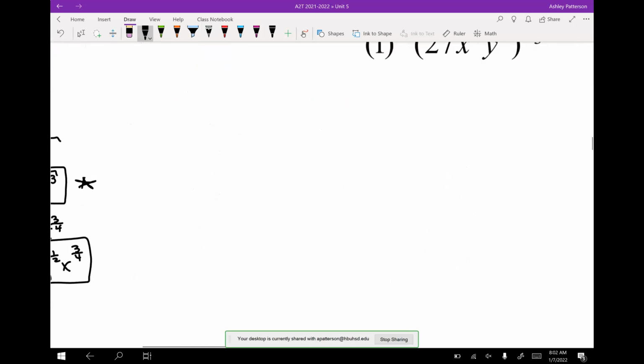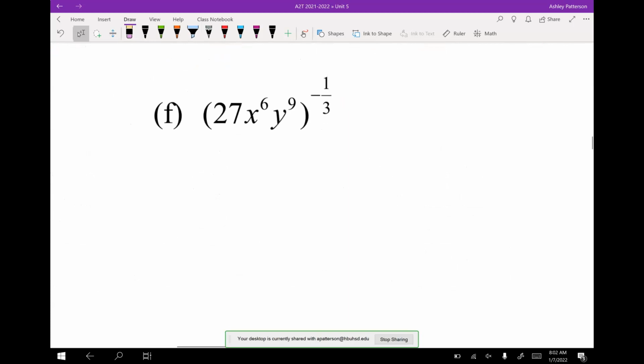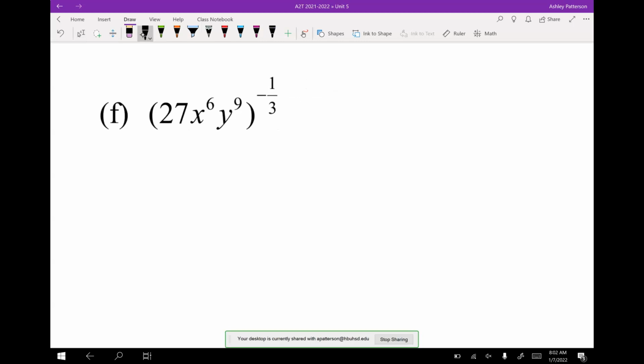All right, let's do one more, everybody. Uh-oh. What do we see on the exponent? Negative. So right away, if you have a negative exponent, everyone, make it positive. Apply that negative exponent property so you don't have to worry about it anymore. So we get 1 over the quantity of 27, x to the 6th, y to the 9th, raised to the 1/3 power.